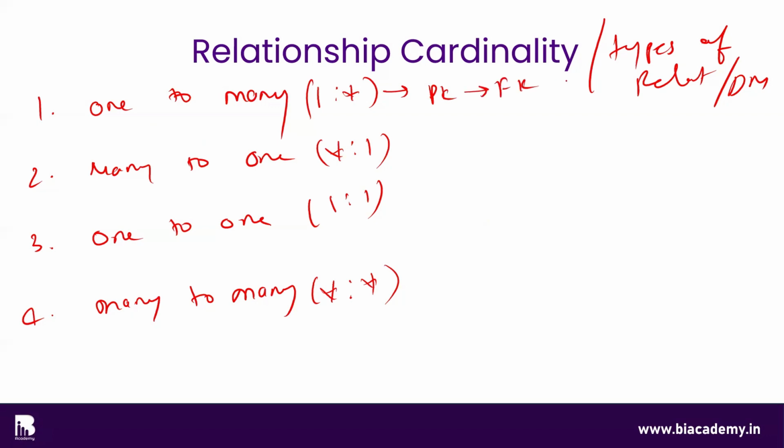Are you understanding? One to many. Why? Because the primary key has the one symbol and the foreign key has the star symbol. If you reverse this, it becomes foreign key to primary key. Many to one is what? When you have a relationship from foreign key to primary key, that is many to one.